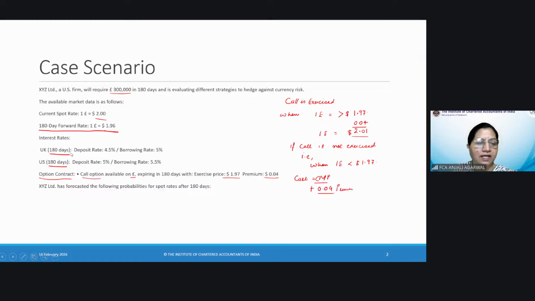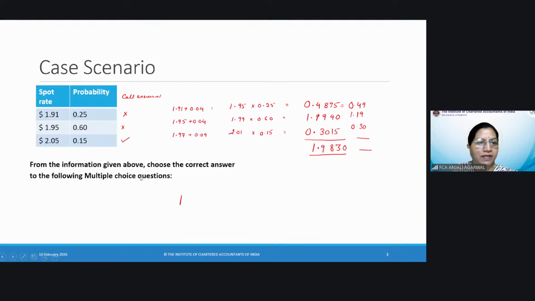Here again, as per ICAI calculation, 4.5 is the interest rate for 180 days. In call option, the important thing is the prices can be given. Various exchange rates can have different probabilities. So to find out the expected price, you find the expected value by simply multiplying, or if you remember the quantitative aptitude in your CPTs, summation xi pi. This is the expected value. So what will be the expected spot rate after 3 months or 180 days? 1.91 into 0.25, 1.95 into 0.60, and 2.05 into 1.15.